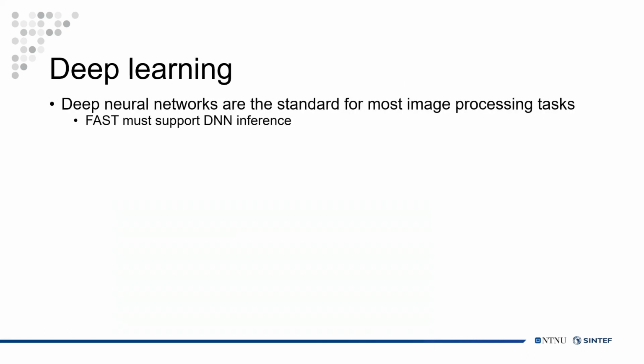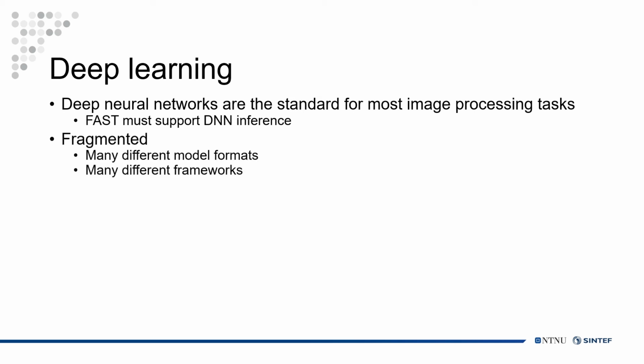These days, deep neural networks have become the standard for most image processing tasks, like image classification and segmentation. So FAST has to support deep neural network inference. But there is no pure OpenCL inference engine out there. Most frameworks rely on CUDA and cuDNN. You do have CLDNN, which now is part of OpenVINO, but I think it only targets Intel devices. Also, the world of deep learning is quite fragmented at the moment, with many different model formats and many different frameworks for both training and inference.